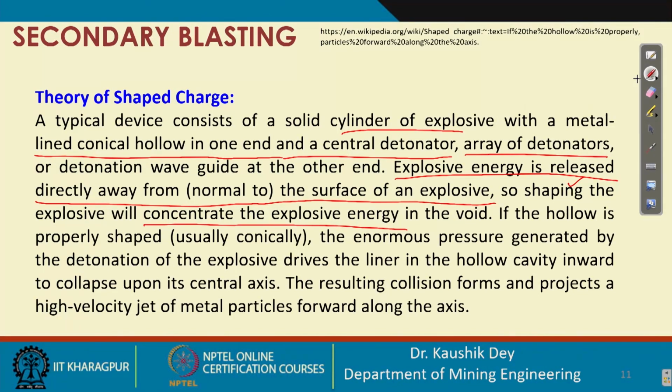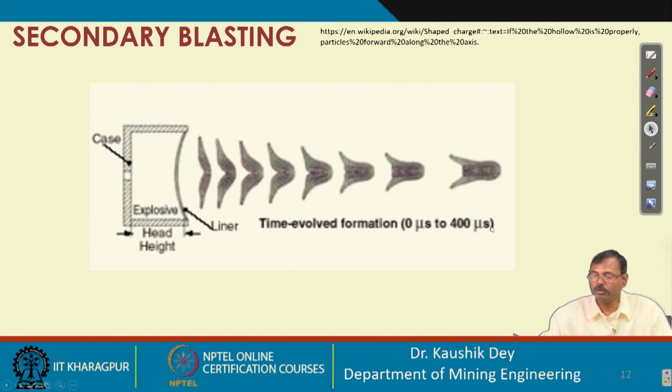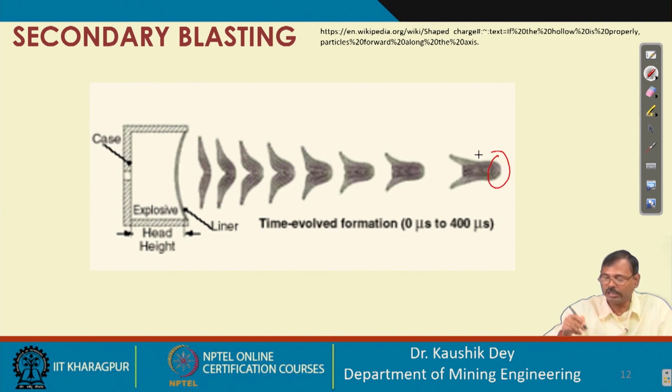So this is basically directing the explosive energy into one way, so that the maximum pressure can be generated. If you look at the pressure front, as the conical shape is provided here, you can see the pressure front is concentrating here. This is the time-evolved formation from 0, showing how the pressure is being built up, say in 400 microseconds. This shows the enormous pressure build-up by using a shaped charge.